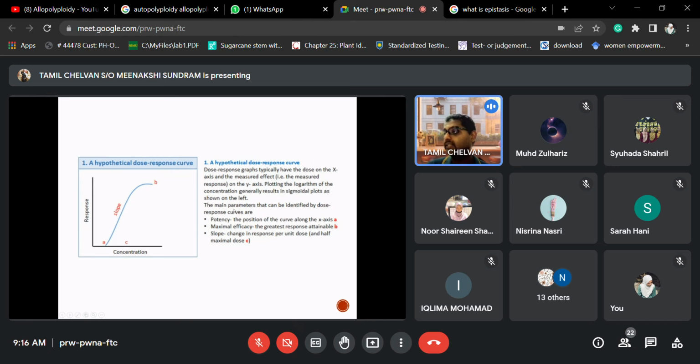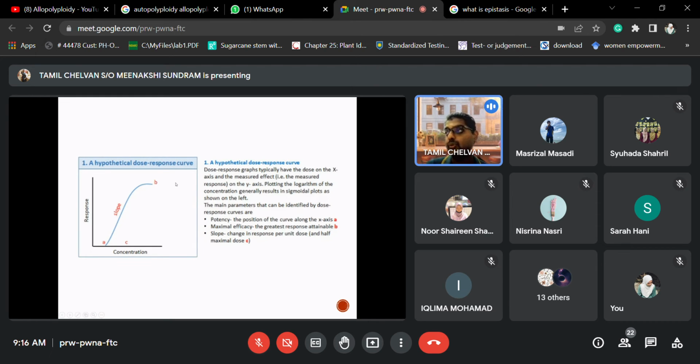This is called the potency. The main parameter is the potency: the position of the curve along the x-axis. This is where the effect starts, A. B is the maximum efficacy. The greatest response attainable is B.